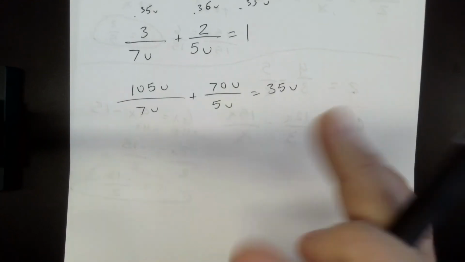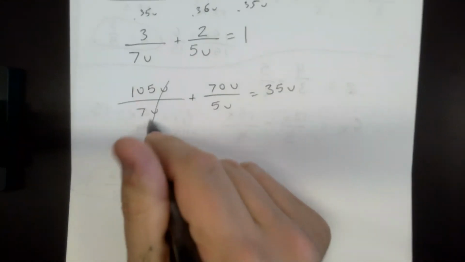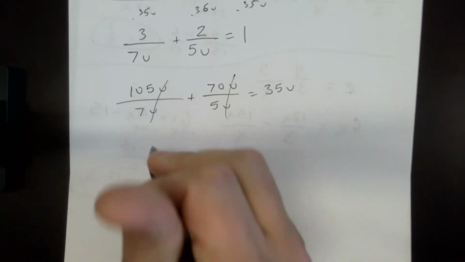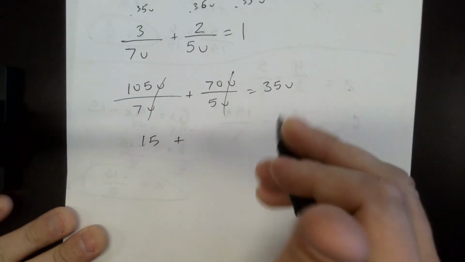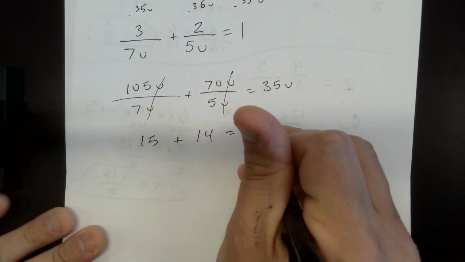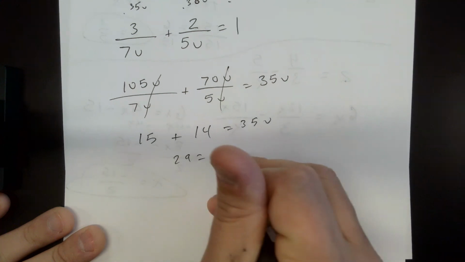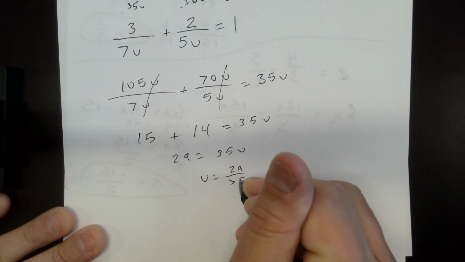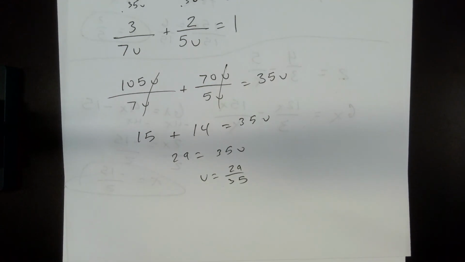But anyways. Okay, our u's are going to cancel here. Our u's are going to cancel here. Does 7 go into it? 15 plus 14. 14 equals 35u. 29 equals 35u, or u equals 29 over 35. And there would be your solution. Okay, get that one written down.